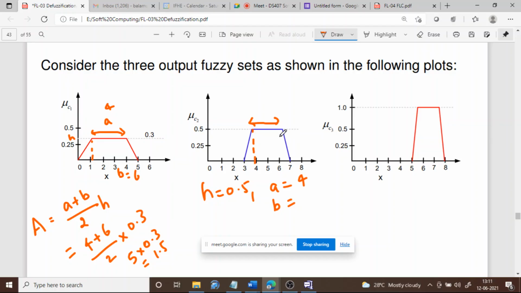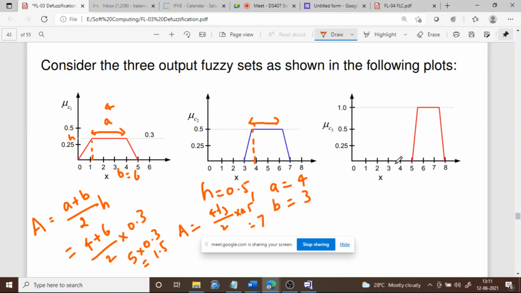B is not 2. See, this is from here to here, from 4 to 7. B is from 4 to 7. 4 to 7 is 3. Okay, now plug into the formula. Now calculate the area. What's the value of area? Area will be (4 plus 3) by 2 into 0.5, right? That is 7 by 2, 3.5, into 0.5, which is 1.75, right?